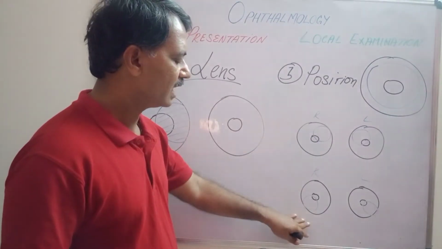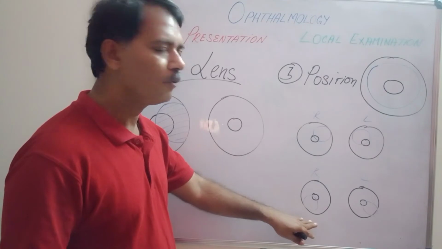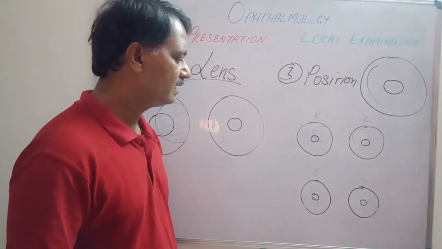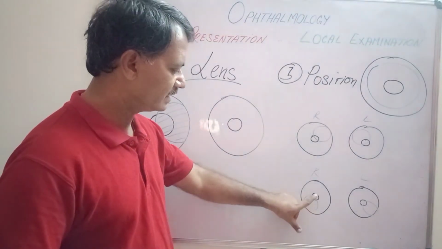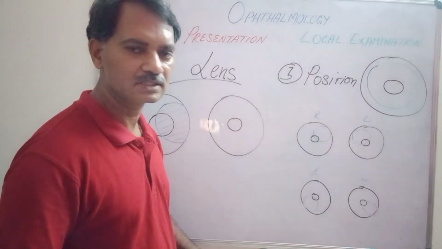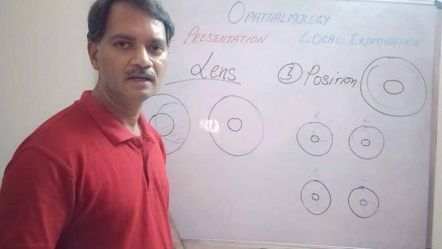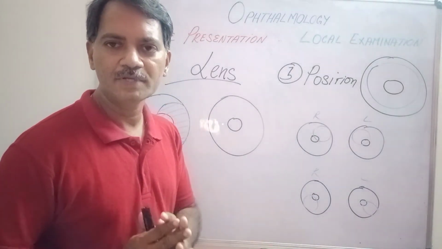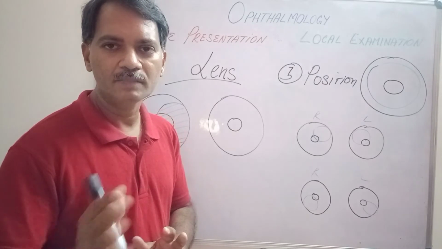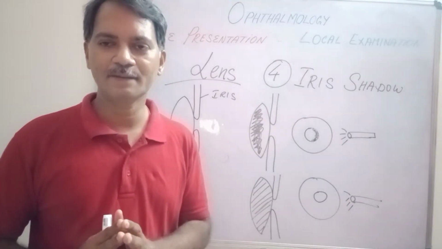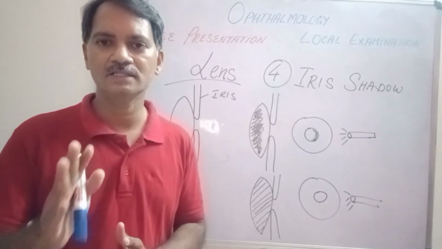This is another case, homocystinuria. In homocystinuria, the lens is displaced down and outwards. In both the eyes, you can see the margin of the lens in the pupillary area. These are some of the examples of abnormal position of the lens. The fourth important thing in the examination of the lens is the iris shadow.